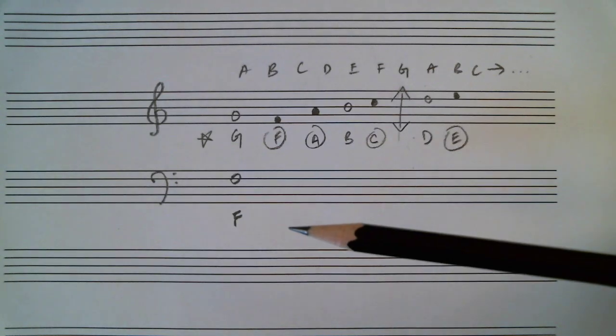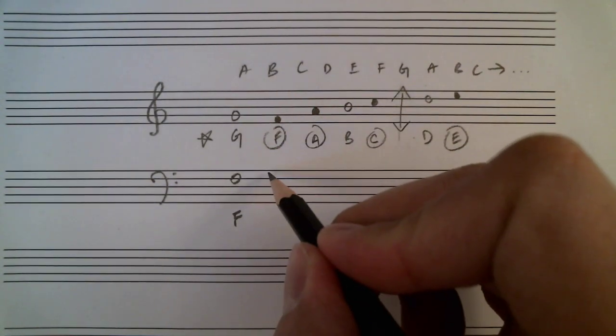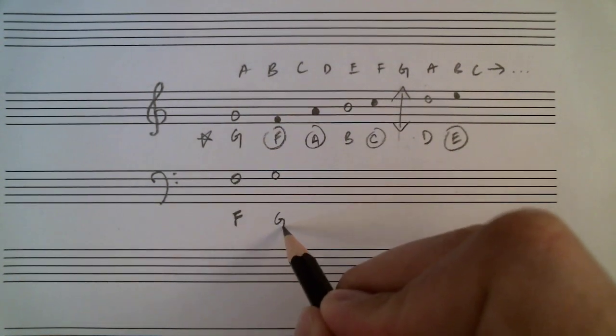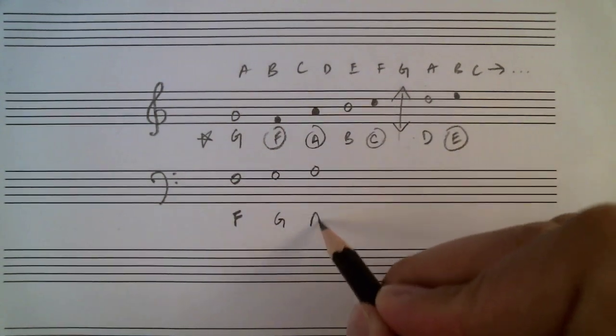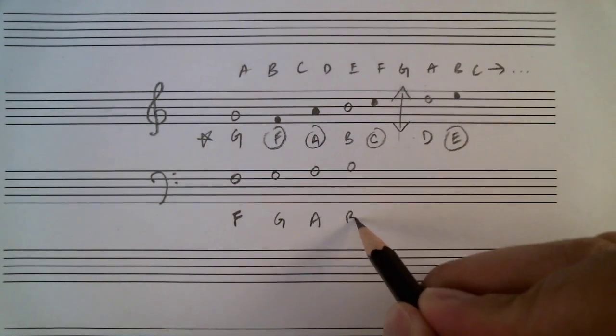Same thing here with the bass clef. It's the exact same concept. One note above the F is a G. One note above that is an A. One note above that is a B, and so forth.